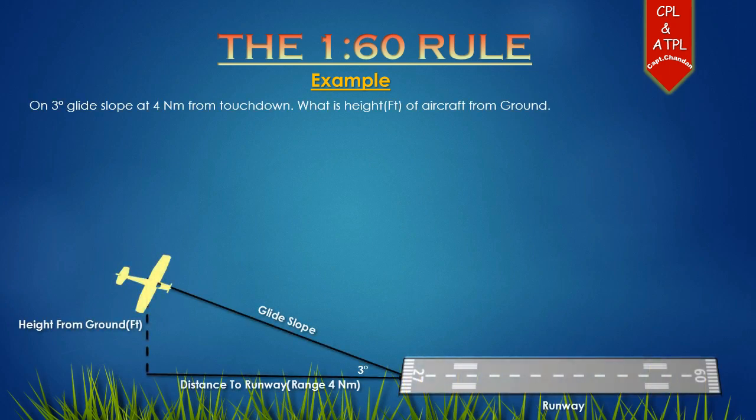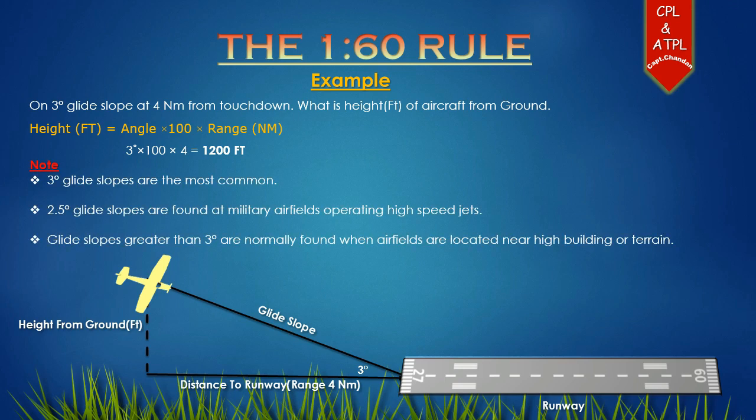One more example. On a 3 degree glide slope at 4 nautical miles from touchdown, what is the height of the aircraft from the ground? So apply the formula, height equals angle times 100 times range. Putting in the values, 3 degrees times 100 times 4, that is 1200 feet. So aircraft height from the ground is 1200 feet.